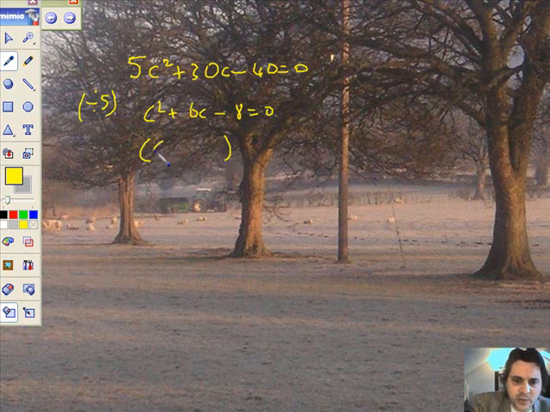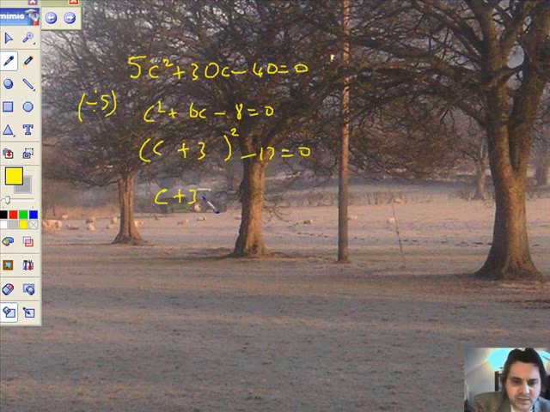Complete that little part of the square. I've got c plus 3. That would give me c squared plus 6c plus 9. I don't want 9. I want to go from 9 down to minus 8. So I've got to take away 17. I think that's alright, isn't it? So 9 take away 17 will take me down to minus 8, because 9 plus 8 is 17. Right, I'm happy with that.